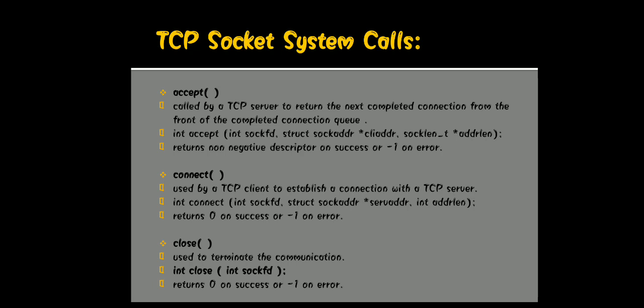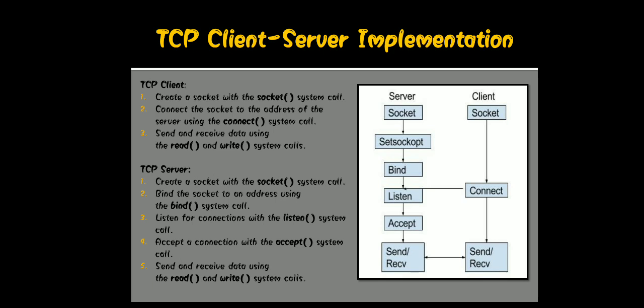Close system call is used to terminate the communication. It accepts a single argument, socket descriptor. It returns 0 on success and -1 on error. Next, we are going to discuss the client-server implementation of TCP socket. As shown in the picture, a TCP client has to create a socket with the socket system call and connect the socket to the address of the server using the connect system call. It can now send and receive data using the read and write system calls.